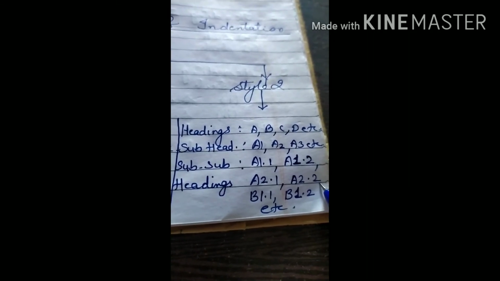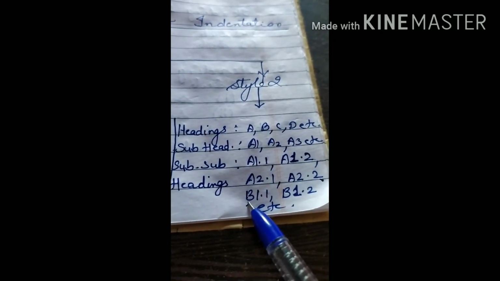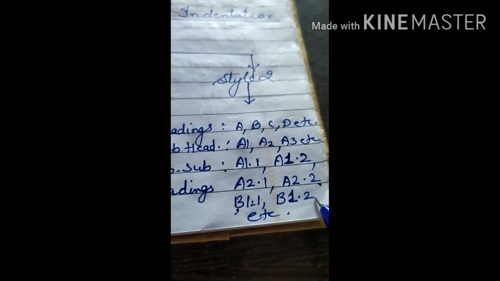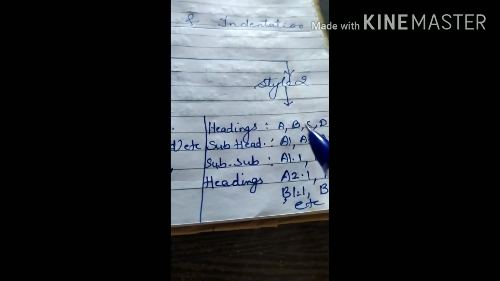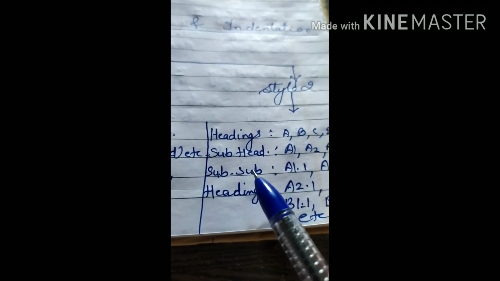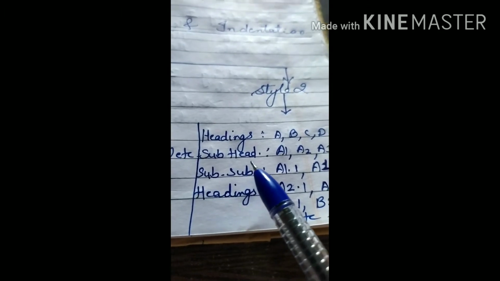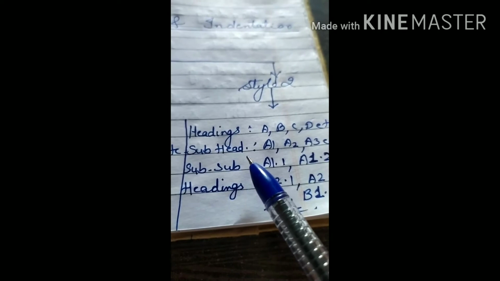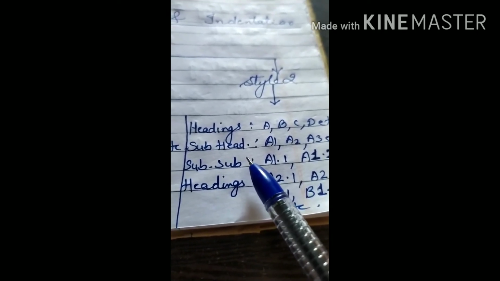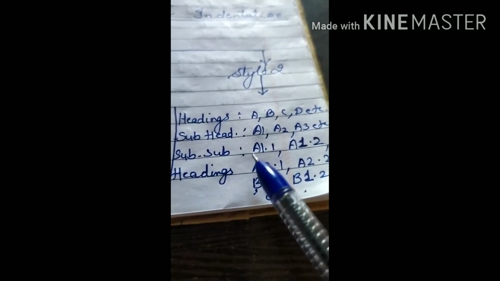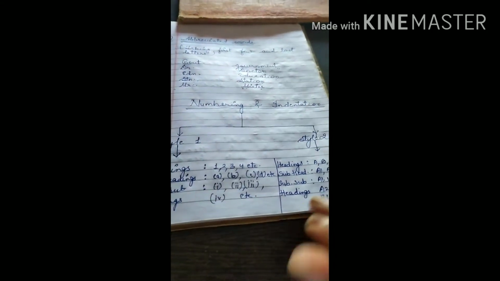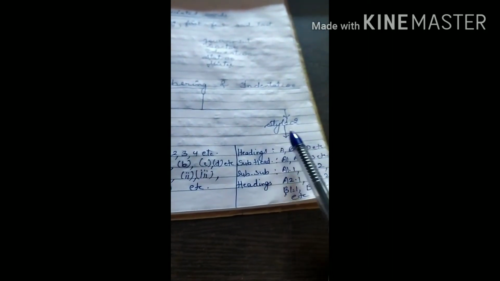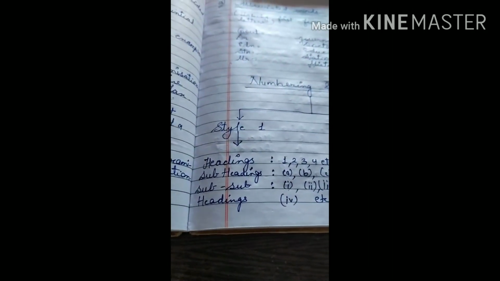Now come on to the B. B1.1 for subheading B, B1.2. This will be more clear to you when I provide some passage. First I will discuss with you the format and then I will provide an example for note making. Then it will be easier for you. Now do you understand the two styles under numbering? Style number 1 and style number 2. Okay.